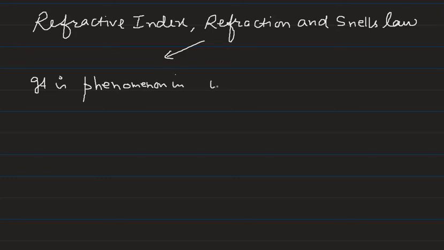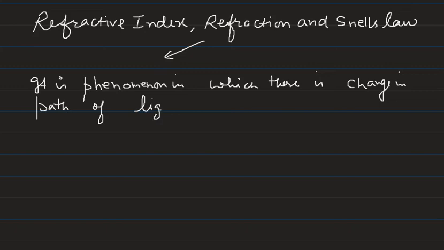In which there is a change in path of light, in which there is change in path of light when its medium changes. So it means that when light enters from one medium to some another medium, its direction or its path will change. So that is known as the refraction.